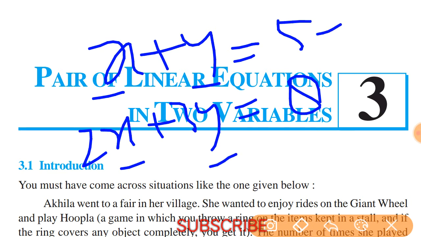So now this is equation number first and this is equation number second. So how many equations are here? Two equations. So we can say pair of linear equations in two variables. So this is the meaning of Chapter 3.